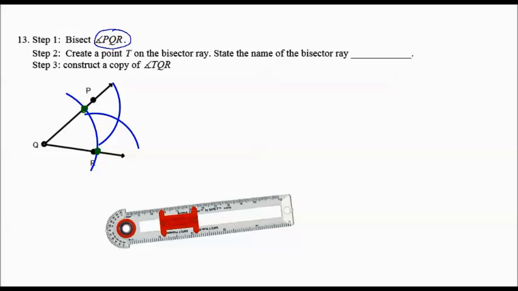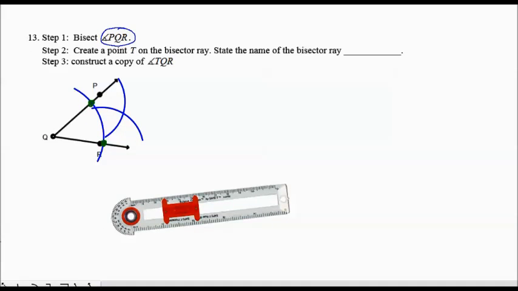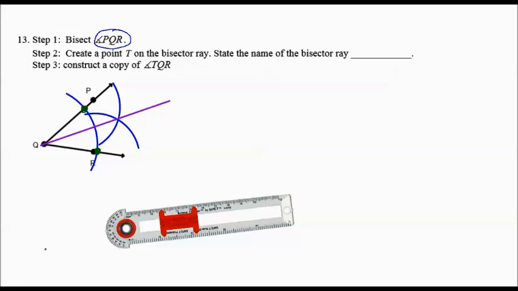And now you're going to draw a straight line, which I'm going to try to do here in purple, from your vertex through the intersection of your last two arcs. That is now the bisector of angle PQR. They're asking you to create a point T on the bisector ray right here. If it's a ray, it keeps going. So that is point T, and to name this bisector ray, that would be the ray QT, with the symbol of a ray on top.